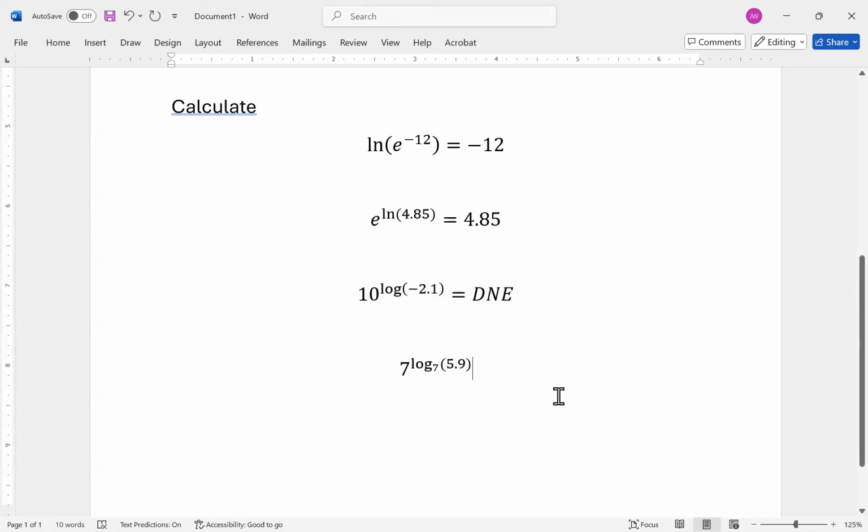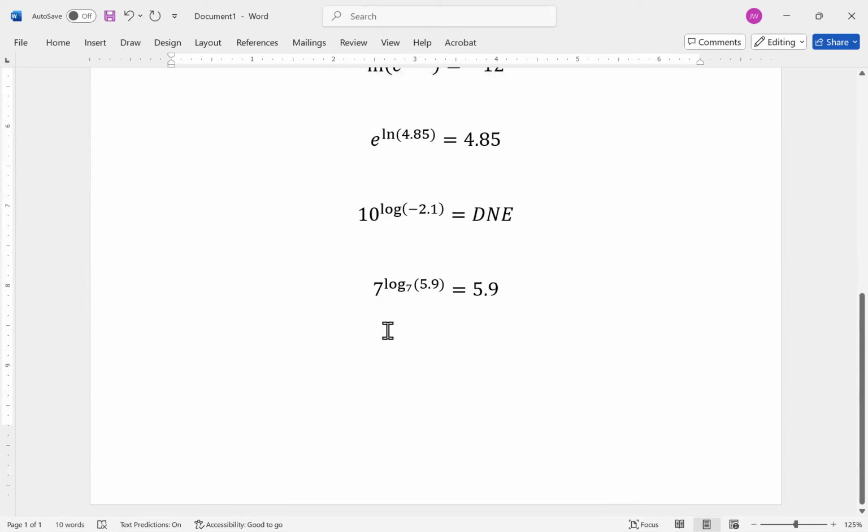Now, if we have any positive number in the argument, then we're perfectly fine. Here we get a 5.9. Now, I explained earlier why this is true, why when we take log base b of b to a power, it's equal to that power. We can also use a very similar logic to say what this is doing.